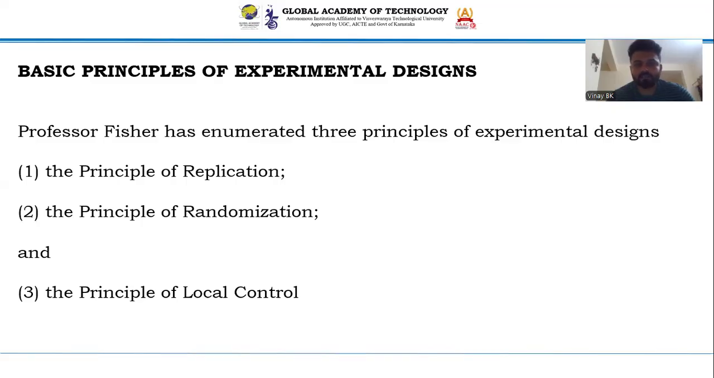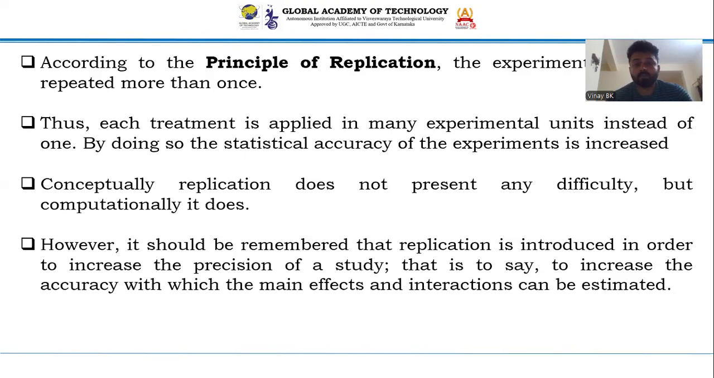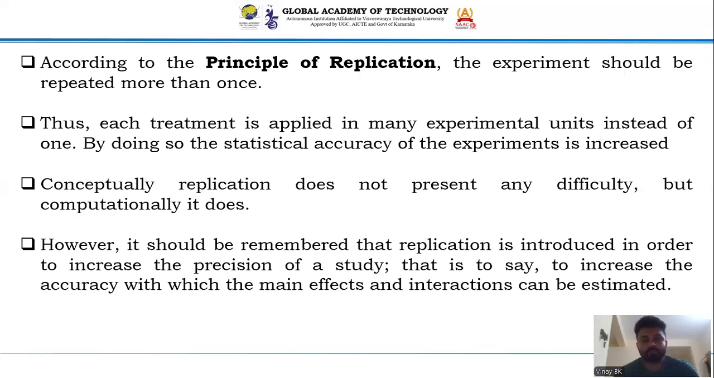Basic principles of experimental designs: the principle of replication, principle of randomization, the principle of local control. Principle of replication is nothing but replication. The experiment should be repeated more than once. Thus, each treatment is applied in many experimental units instead of one. By doing so, the statistical accuracy of the experiments is increased. Conceptual replication does not present any difficulty, but conceptually it does.